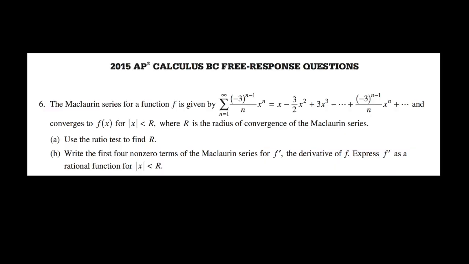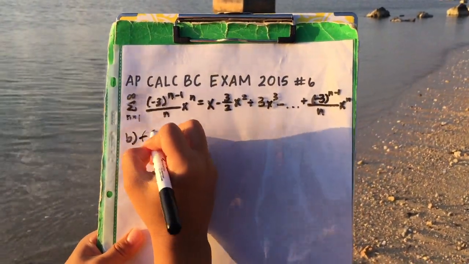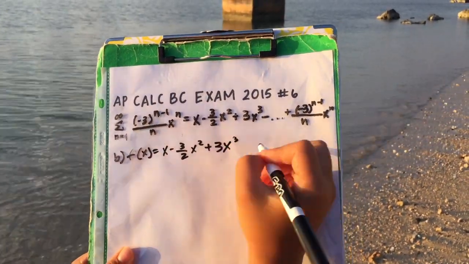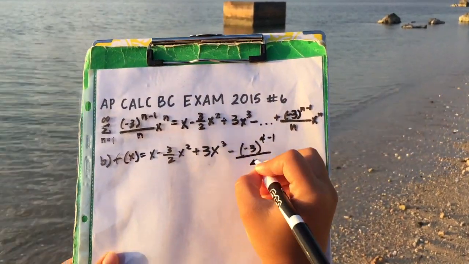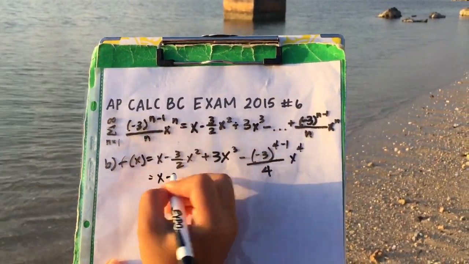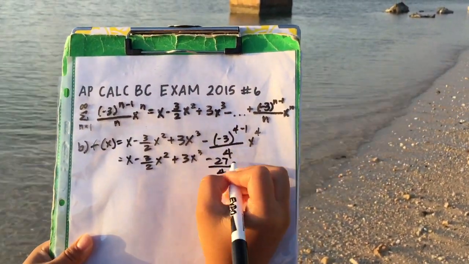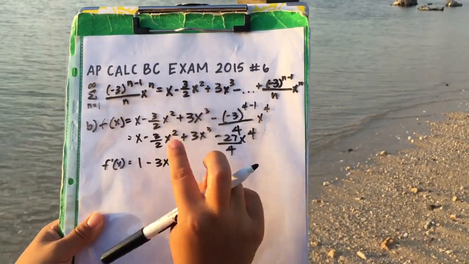Now on to part B, and it asks us to find the first 4 non-zero terms of the Maclaurin series for f prime and to express f prime as a rational function. In order to take the derivative of f, we need the series. We are given the first 3 terms of the original series, and the problem asks for the first 4 terms of f prime. In order to take the derivative of f, we will need to know the 4th term of the series. We do this by simply plugging 4 into n and are given a value. Then you can easily take the derivative of those 4 terms.